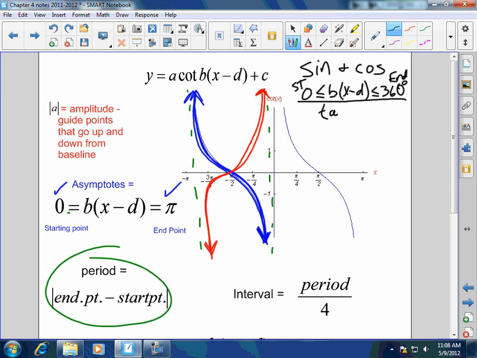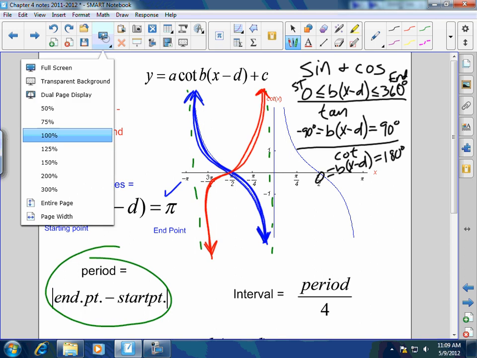Now, for the tangent, you're setting the same b times x minus d equal to negative 90, or negative pi over 2, of course, and 90. And the cotangent, you're setting the b times x minus d equal to 0 and 180. So it's not really much to memorize. That's why I like doing it this way, my way. It's consistent for every single graph. Consistent. It's the same thing.